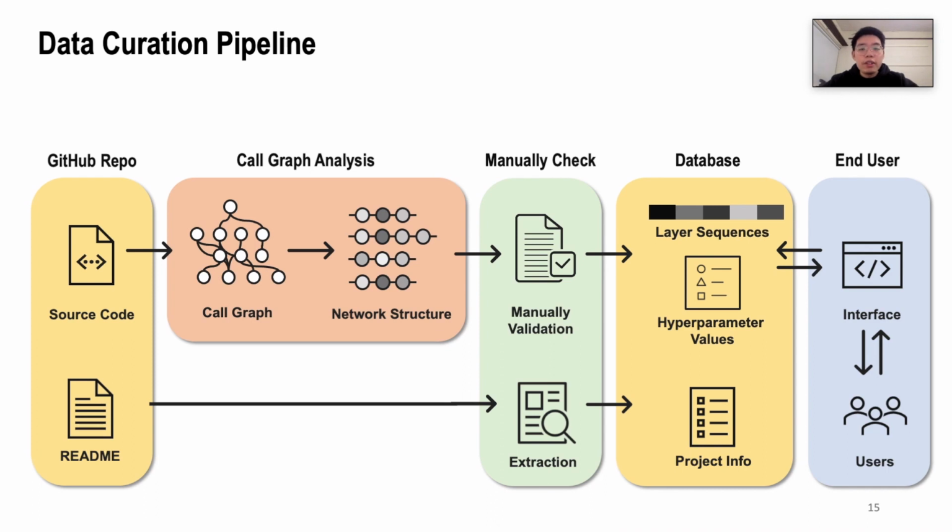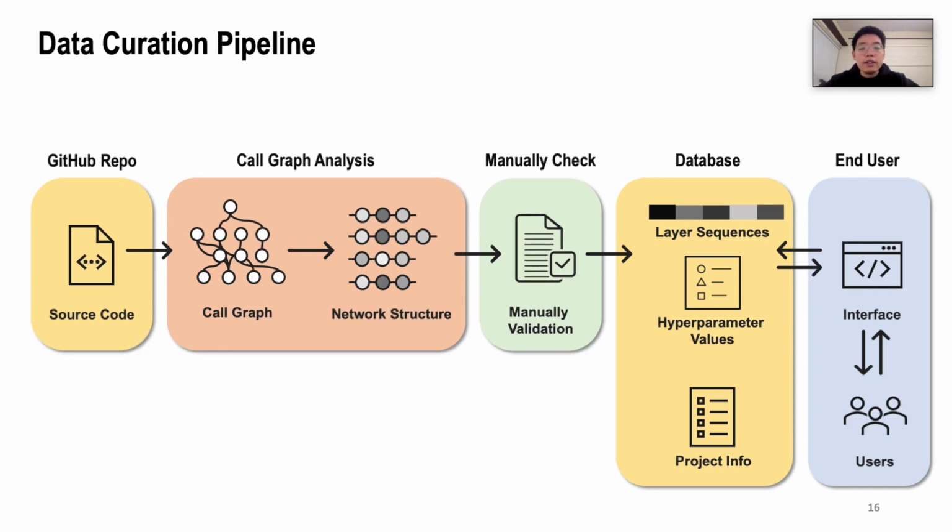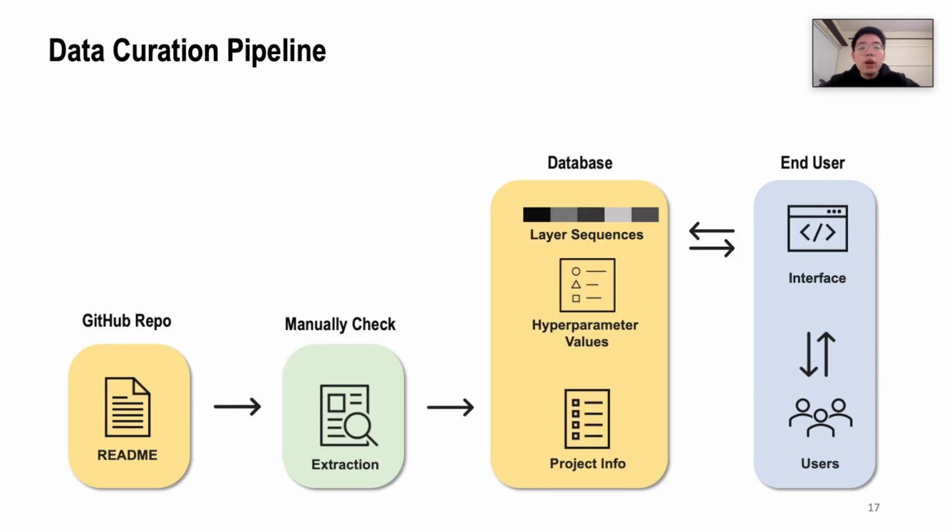We developed a semi-automated data curation process that extracts model characteristics from GitHub projects. Through static analysis, our analyzer extracts the layer sequences, hyperparameter values, and parameter values from the source code. We manually extract the metadata, such as the dataset names, tasks, and model types from the README files.